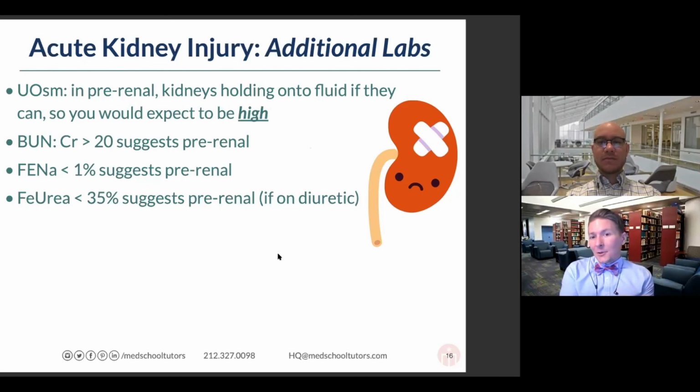I'm going to make the case, though, that you're probably going to be looking at BUN to creatinine ratio in like 90% of the cases that you see on your exam questions, because they almost always give you BUN and creatinine in your basic metabolic panel.